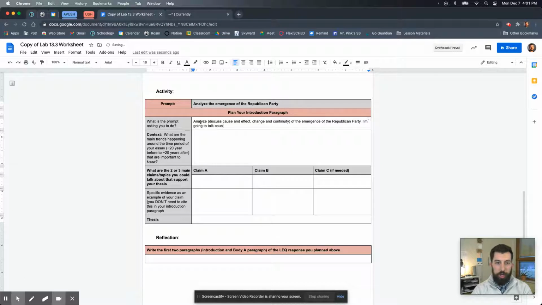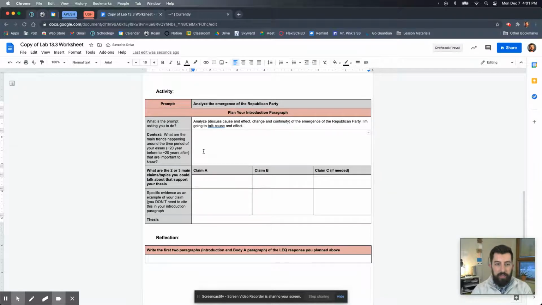Cause and effect is usually a pretty safe one to go to. It's just a thinking skill that we use a lot. So that's what I'm going to do. I'm going to talk cause and effect of the emergence of the Republican Party. So, okay, I've identified my purpose.